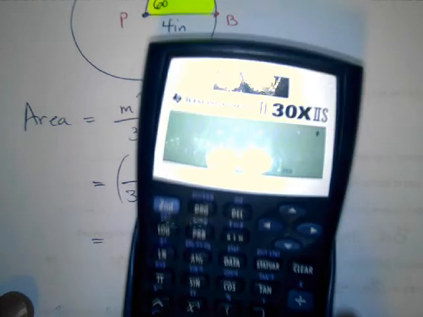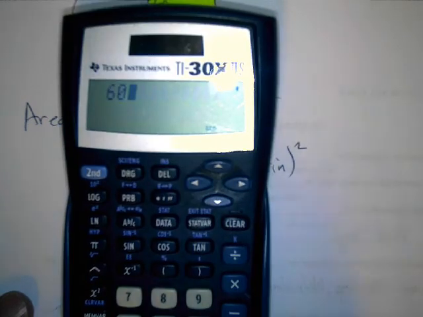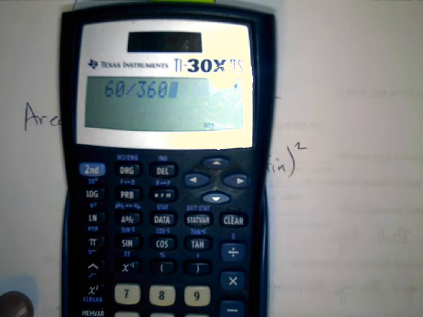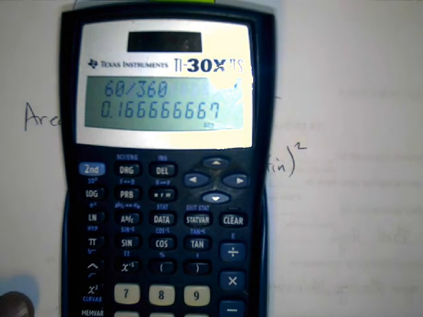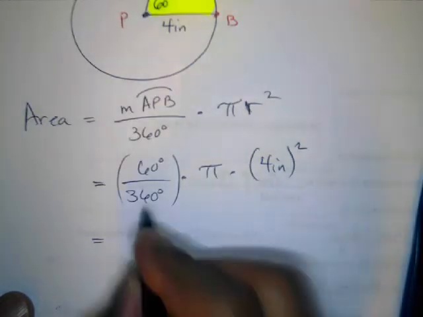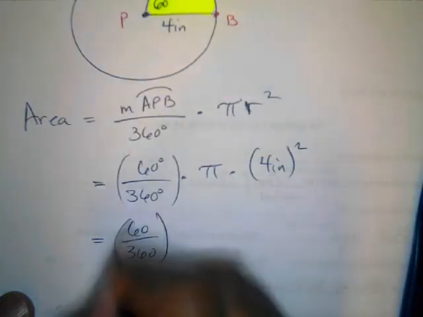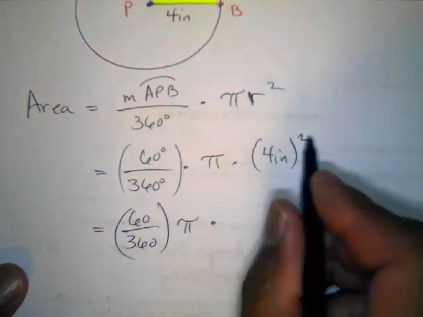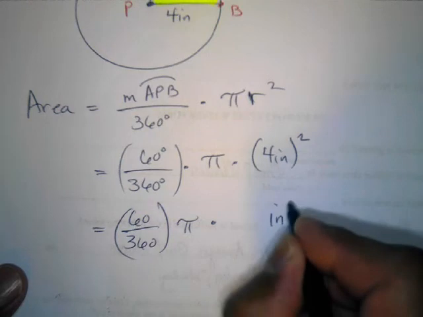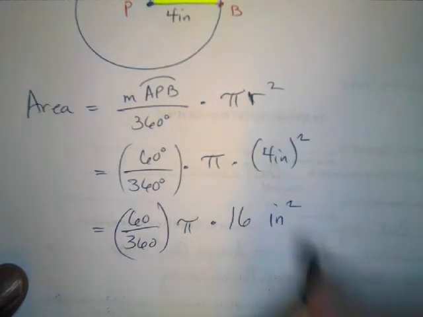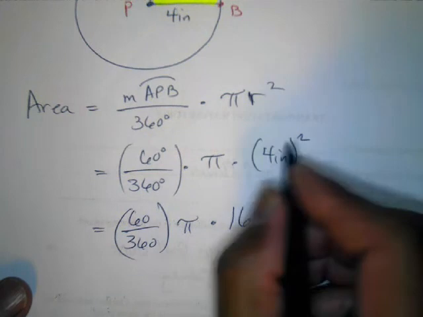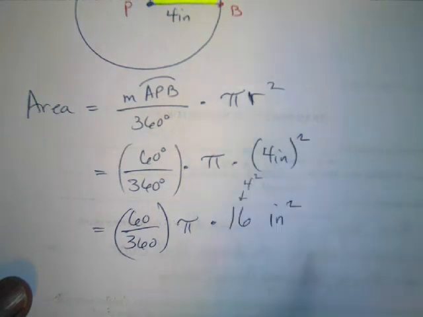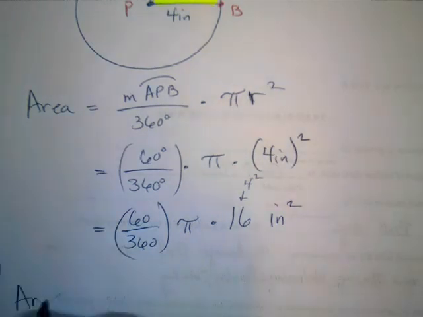Let's get this number first. 60 divided by, oh, no. Well, let's see if it's a good number. 60 divided by 360. Oh, it's one of those repeating decimals. Oh, well, we'll just do it all together. So it's 60 divided by 360 times pi times, now watch out here. What is 4 squared? And I know I'm going to get square inches, but what's 4 squared? 16. Right, 4 times 4. 4 squared, you get 16.